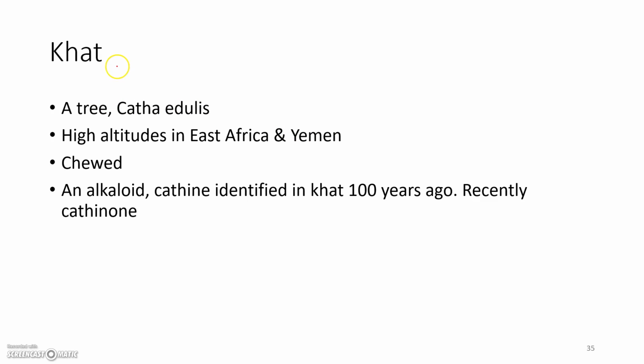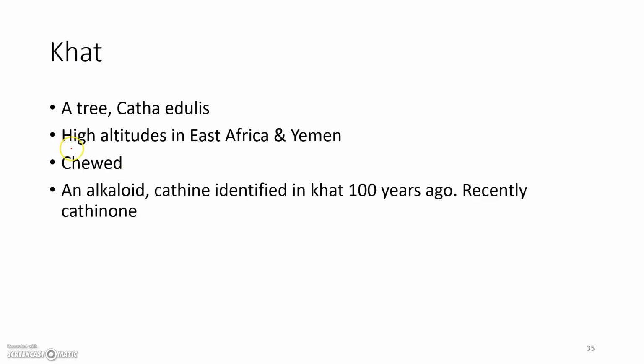khat, which is a tree that is found in the high altitudes in East Africa and also in Yemen. In case some of you are not aware, Yemen is to the south of Saudi Arabia. And obviously they are currently at war, there are rebels in Yemen that are fighting against Saudi Arabia. So khat is a tree that is found in the mountains of East Africa and also in Yemen.